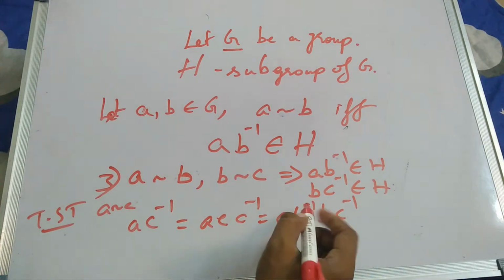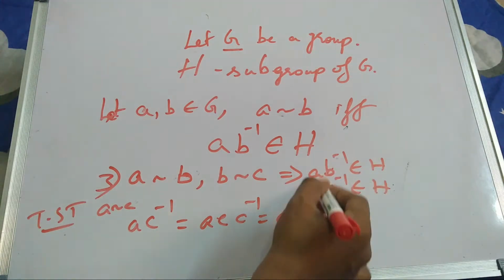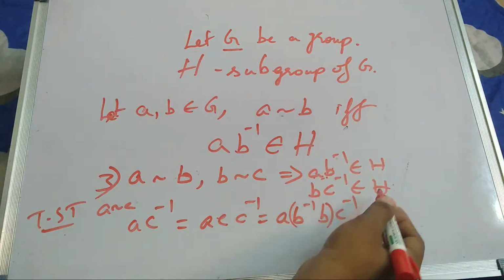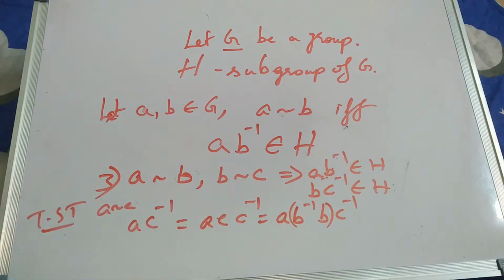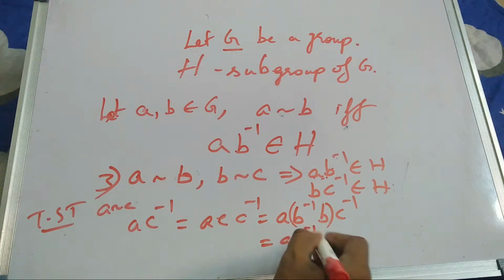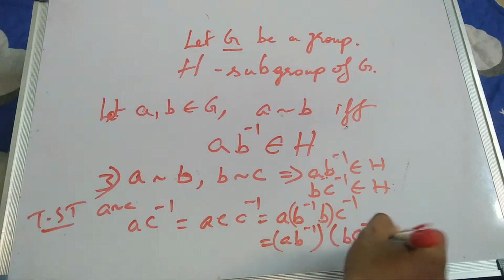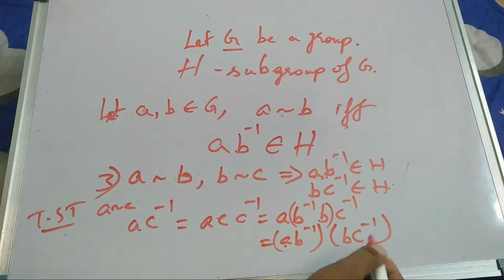The reason why we do this is we know that AB inverse belongs to H and BC inverse belongs to H, and we are trying to use it. So by associativity, this will be AB inverse, BC inverse. Then since this belongs to H and this belongs to H, and since H is a subgroup, this belongs to H. Now we have proved that this relation on any group and given any subgroup of it is an equivalence relation.